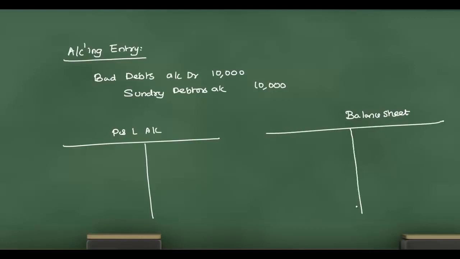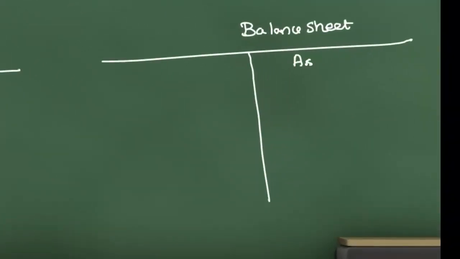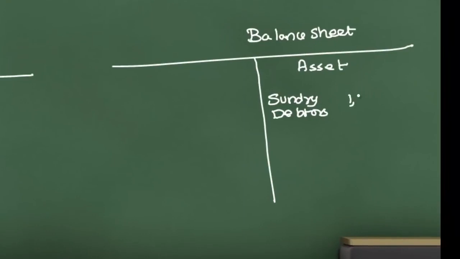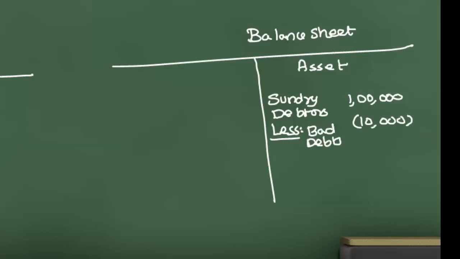Sundry debtors, is it an asset or liability? Yes, we know it's an asset. Sundry debtors will find a place on the asset side. So we'll write sundry debtors. What was the amount of sundry debtors? It is available in the question, it's 1 lakh. So we'll write 1 lakh. And what's the impact of bad debts? Bad debts will reduce or pull down the sundry debtors. So we should reduce bad debts from sundry debtors. Less bad debts. How much is it? 10,000. So this is one leg, that is the credit which we have done.